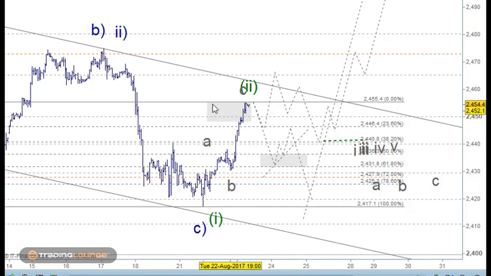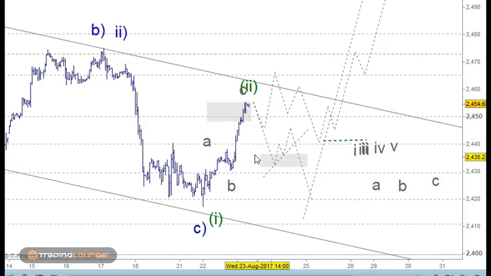On the bullish side of things, if I can just remove these for a moment, on the bullish side of things, we'd look at this as wave 1 here, wave 2 here. Just remove that, we don't need that for a moment.